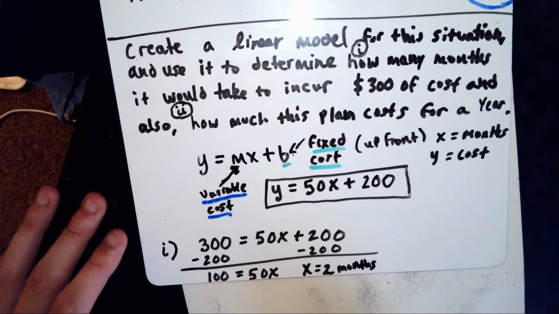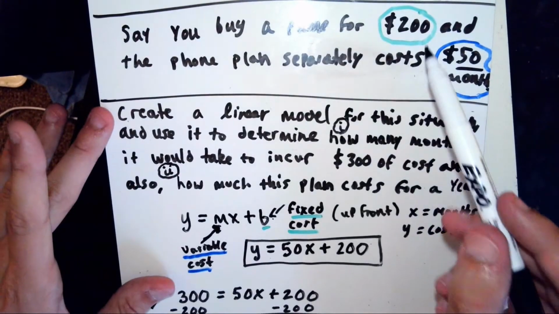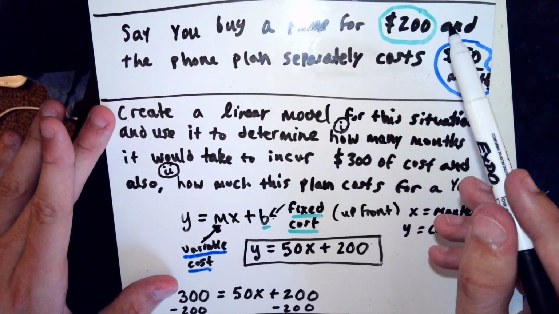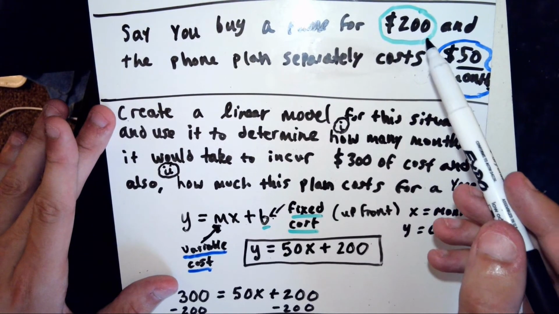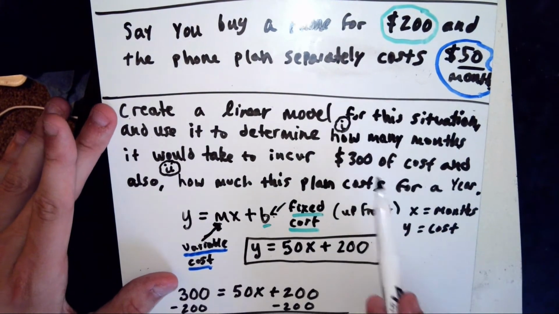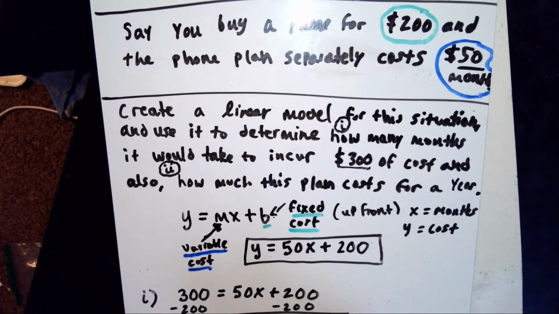In other words, we spend $200 right away when we get the phone, and then after 2 months, 2 times 50 is 100, so we add that 100 on, and we end up with $300 of cost after 2 months.